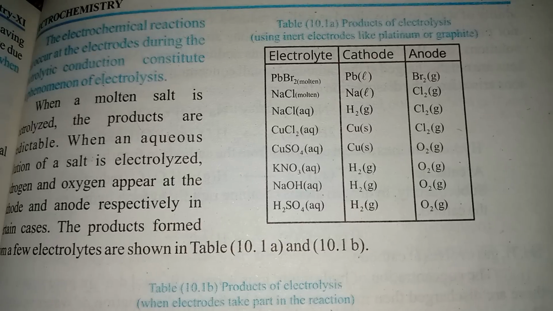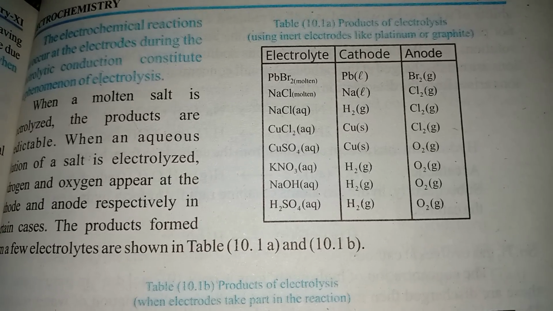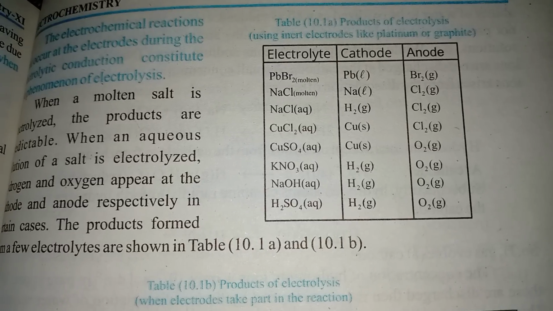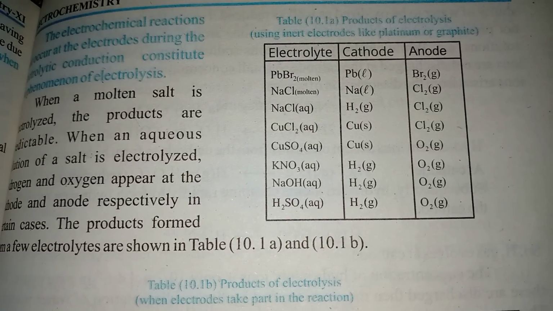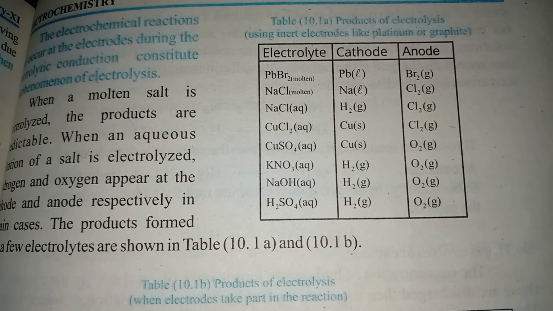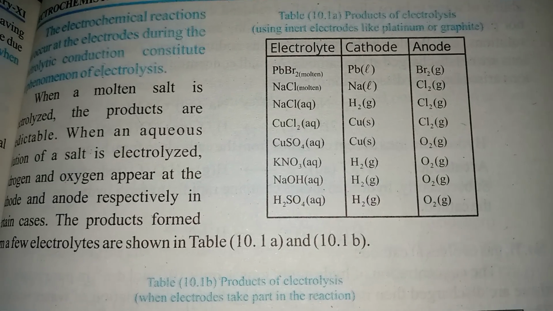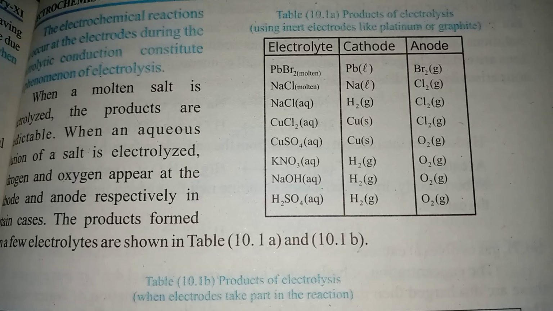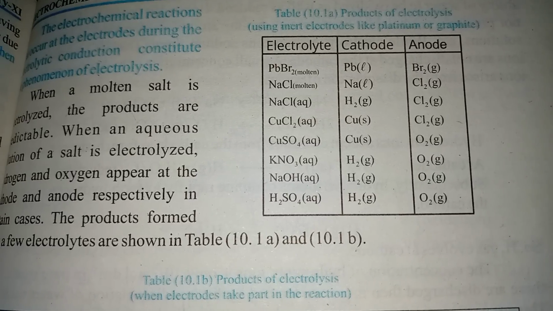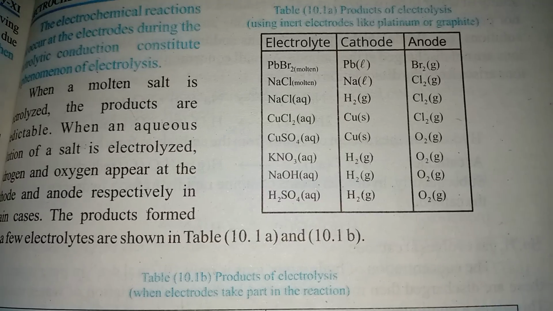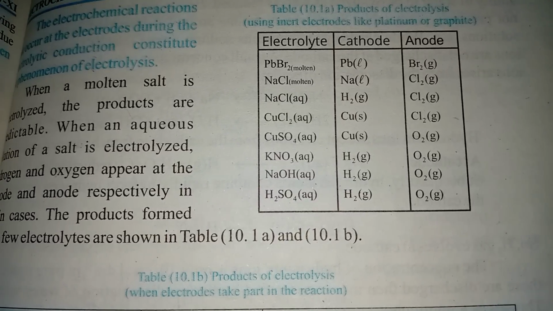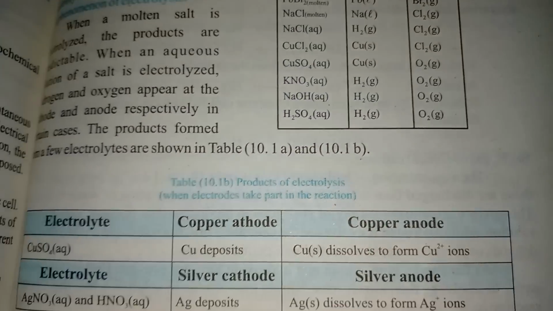Electrolyte CuSO4 in aqueous solution, cathode Cu(s), and anode O2. Electrolyte KNO3 aqueous solution, cathode H2(g), anode O2(g). Electrolyte NaOH aqueous solution, cathode H2 and anode O2. Electrolyte H2SO4 aqueous solution, cathode H2(g), anode O2(g).